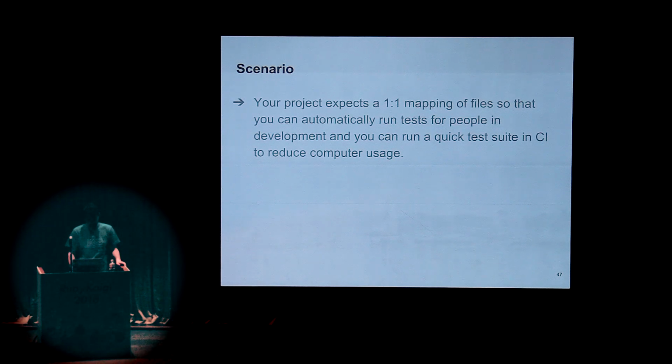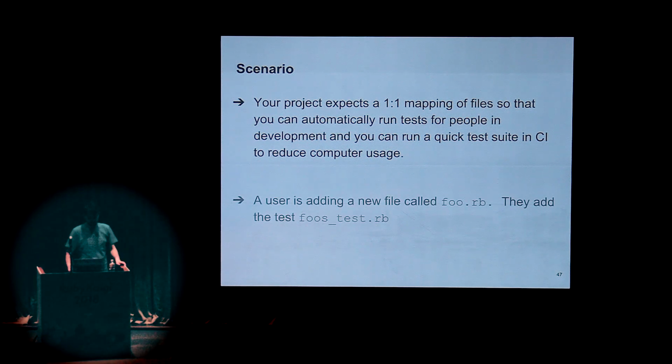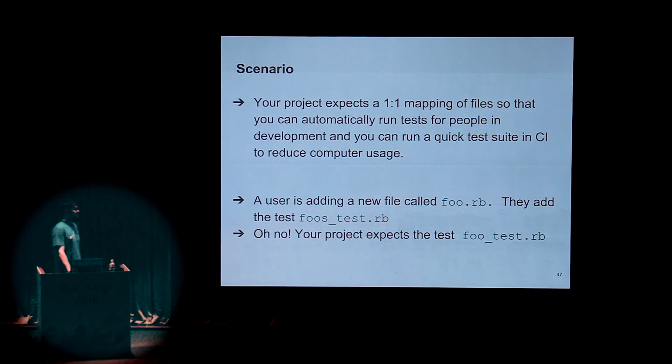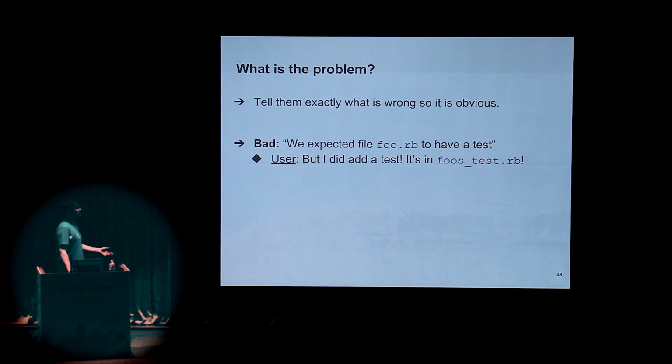And so I have a scenario here. Your project expects a one-to-one mapping from files to tests, so you can run tests quickly in development, and in CI, do smoke tests really quickly using a scoped test suite. And the user is adding foo.rb, and they have the test foos_test.rb. Oh no, your project expects foo_test.rb, not foos_test. So tell them exactly what the problem is. And here's a bad example: we expected file foo.rb to have a test. And this is bad because the user is going to go, I did add a test, it's at this file.